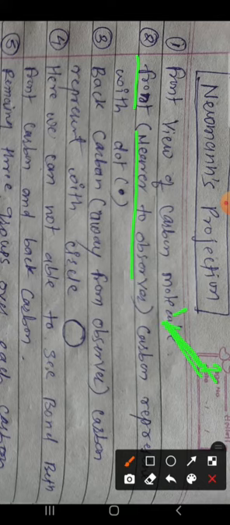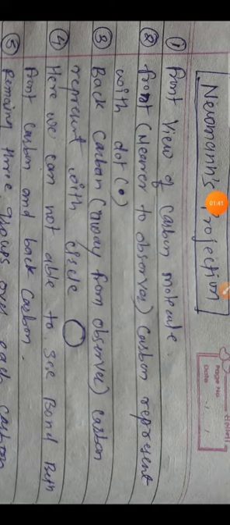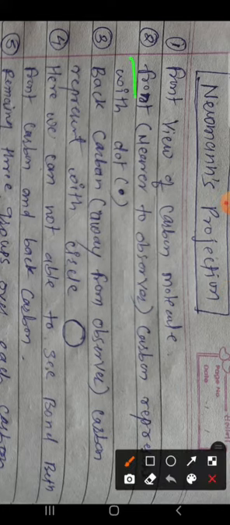In Sawhorse projection, we are observing from this side. Okay, from this side both the carbons can be seen. But in Newman's projection, we are observing from this side. This is the first carbon, this is the second carbon. We can only see the first carbon, we cannot see the second carbon. So that's why we have to give some representation for the front carbon and the rear carbon. For the front carbon we have given the representation of a dot. We have to present this front carbon with a dot.